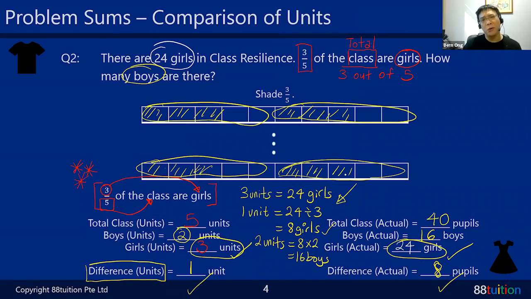Can you see? So, drawing the model is very long. Not enough. Not enough means what? The question says there are 24 girls. How many girls have you shaded only? You have shaded 1, 2, 3, 4, 5, 6, 7, 8, 9, 10, 11, 12. You must draw more of the model. If you want to draw the model, you draw.